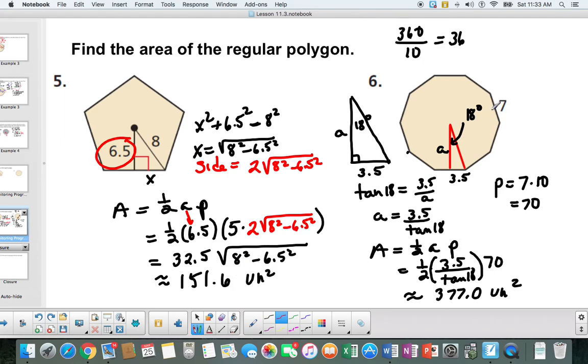Now, this was a decagon, has 10 sides, 36. Take half, that's 18, and I drew a nice big version of my right triangle. And the only thing I really needed was my apothem. So I went ahead and used the trig necessary to figure out my apothem, and I put the apothem right in here. My perimeter was easy to find because it was just 7 times 10, and then I had my answer.